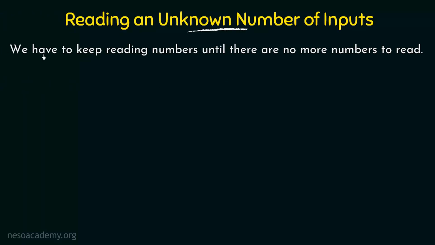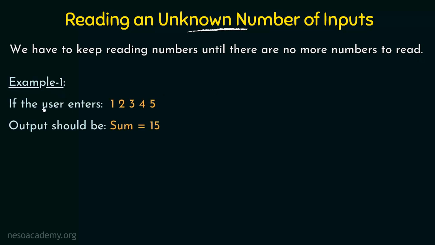As I said, we have to keep reading the numbers until there are no more numbers to read. We will ask the user to enter the numbers, and the user will keep on entering numbers from the keyboard. As long as the user is entering numbers from the keyboard, we have to keep accepting those numbers, and then a time will come when there are no more numbers to read. And when is that? We will see that when we move ahead. Till then we have to read all the numbers and then add them.